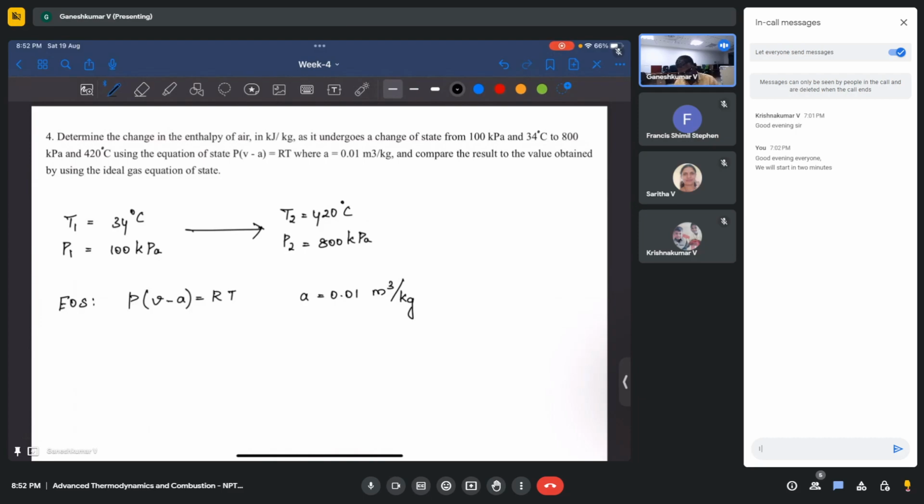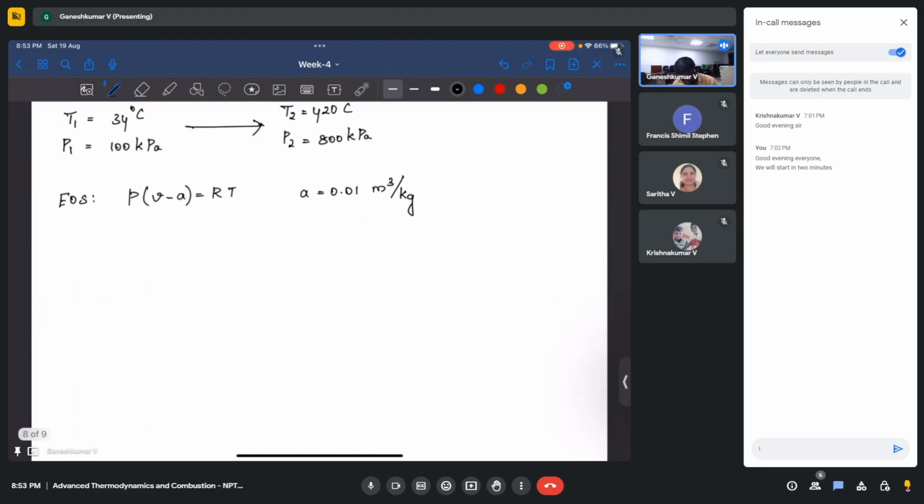Now you are asked to find the change in enthalpy, and then compare the result to the value obtained by using ideal gas. So you are asked to find the change in enthalpy for both the ideal gas and the real gas, which has the equation of state P times (V minus A) equals RT. Now we need to find the change in enthalpy, which is dH. Right? How do we find dH? We know H is a function of temperature and pressure.